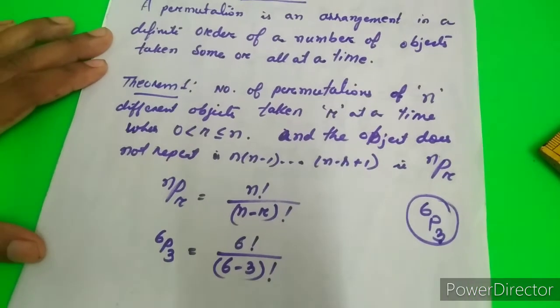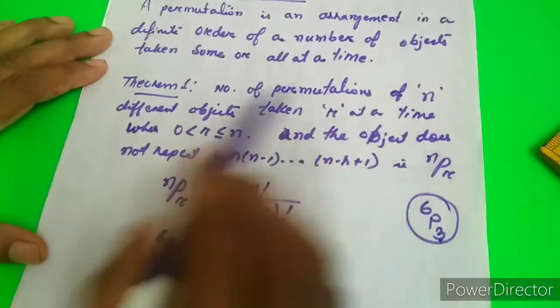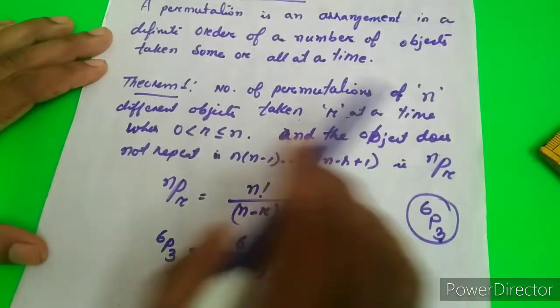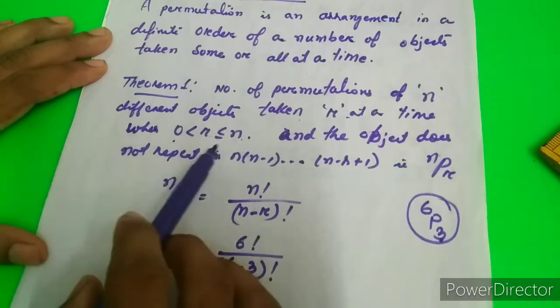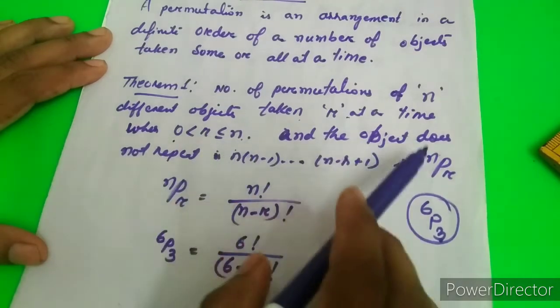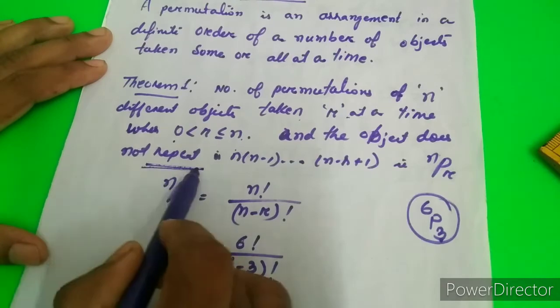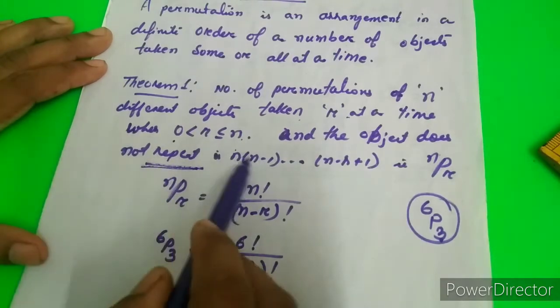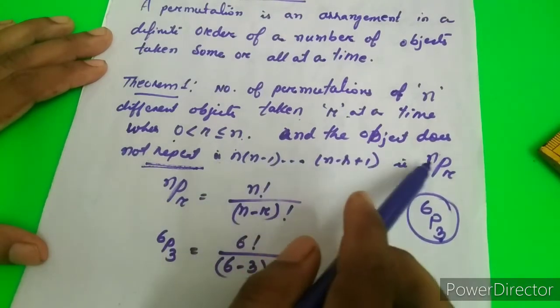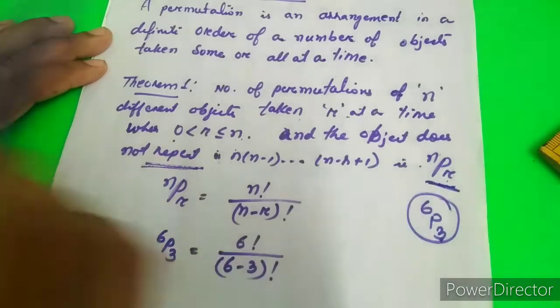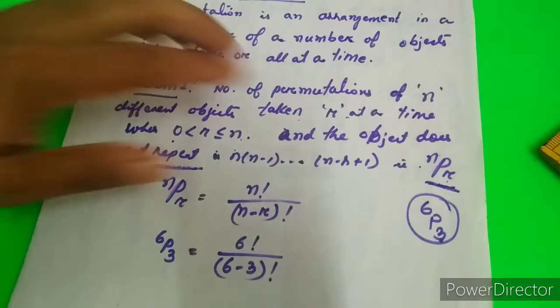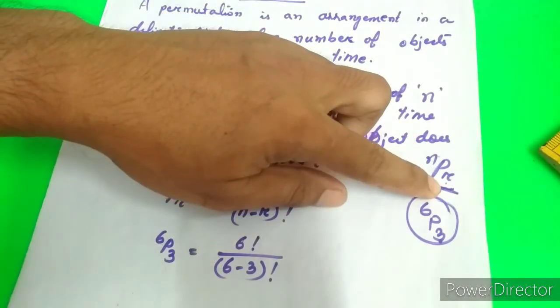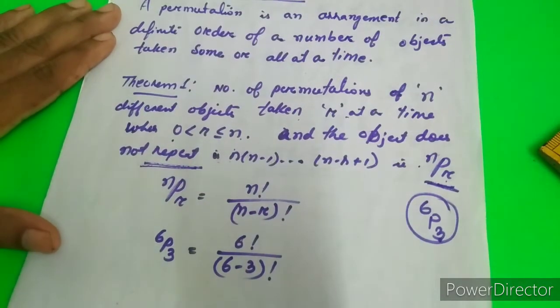Next, theorem 1. The number of permutations of n different objects taken r at a time, where r lies between 0 and n, and it can be equal to n as well, and the objects do not repeat. The representation is nPr, with n on the top and r as the suffix. We will write it.